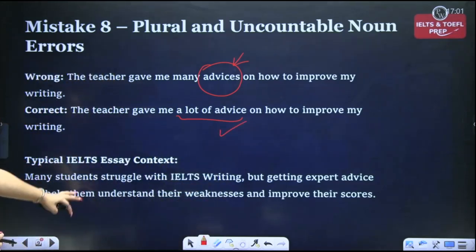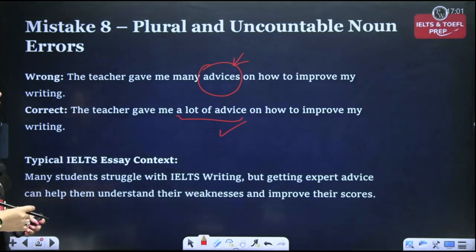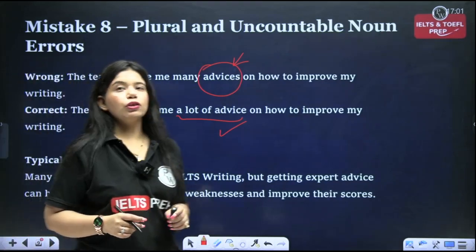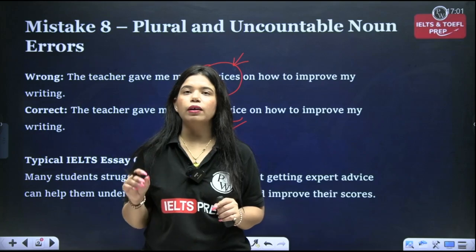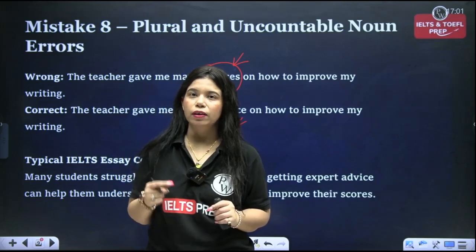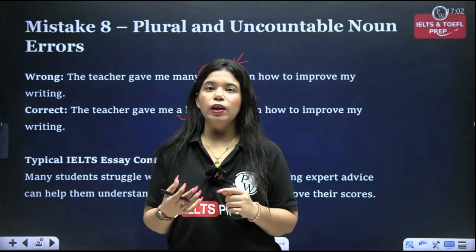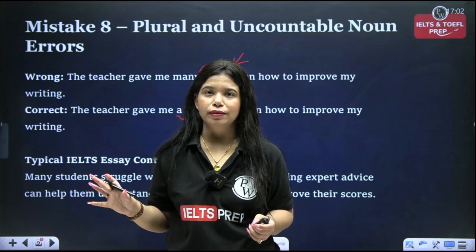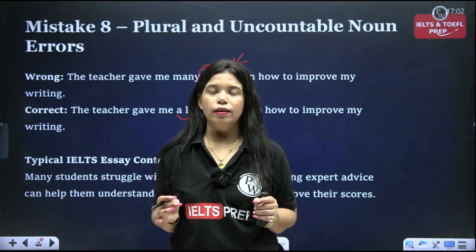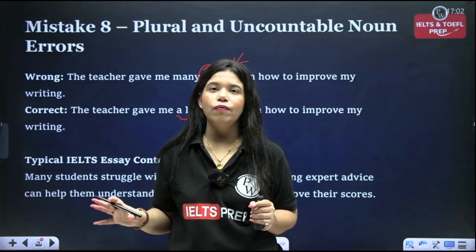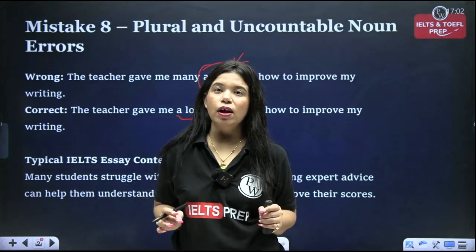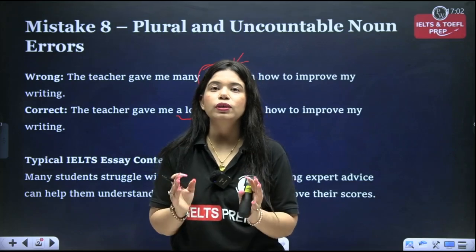So look at this IELTS level example. I'm saying many students struggle with IELTS writing, but getting expert advice can help them understand their weaknesses and improve their scores. In short, be very careful. If you are talking about pollution, that is also uncountable. You cannot say pollutions. If you are talking about information, you cannot say informations. Similarly, software is uncountable. You cannot say softwares. So be careful of uncountable nouns. They are not used in plural forms.